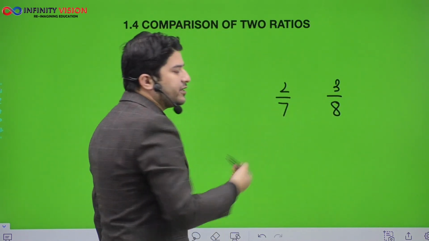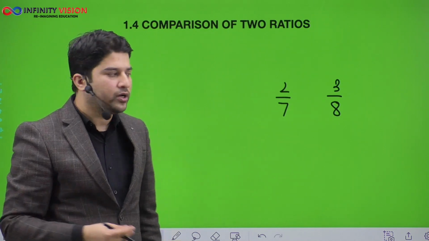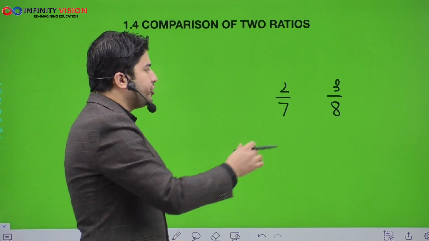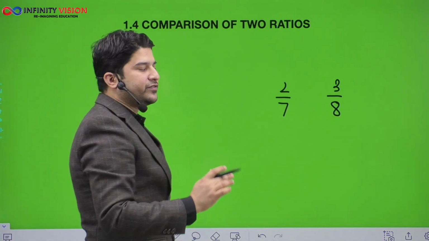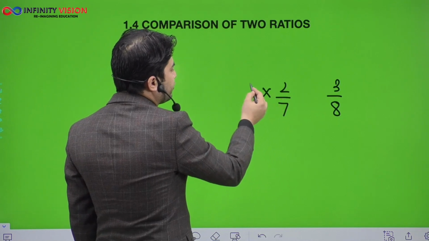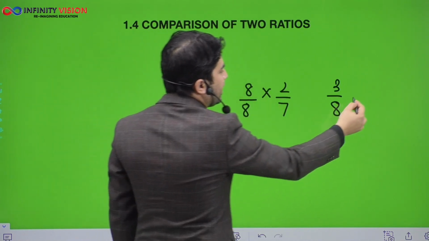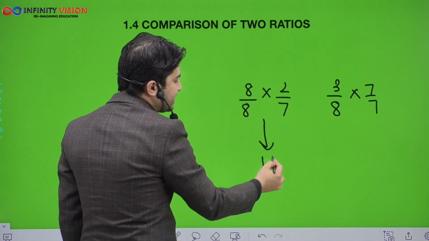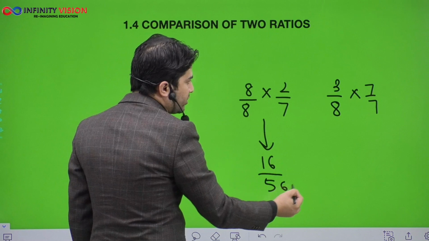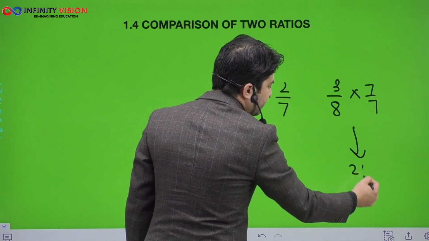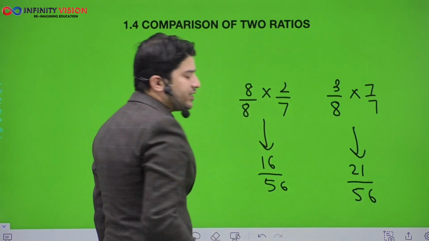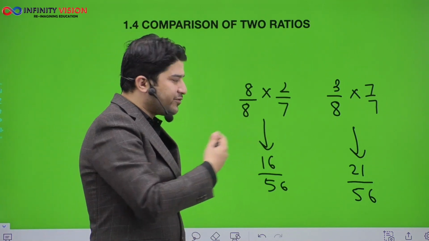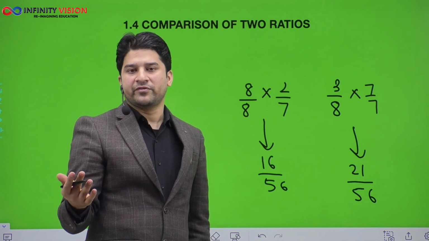How do you compare which of the two fractions is bigger or smaller? You try to bring them to a common denominator. So you take the LCM of 7 and 8, that is 56. You multiply your first fraction by 8 over 8 and the second fraction by 7 over 7. You get an equivalent version as 16 by 56 and the other as 21 by 56. Now you see that the denominators are 56. By looking at the numerators, you can say that the second fraction is bigger than the first fraction.